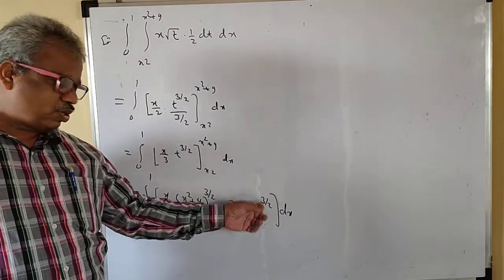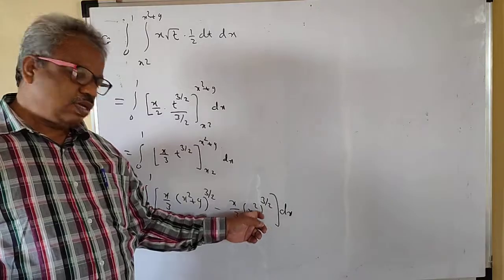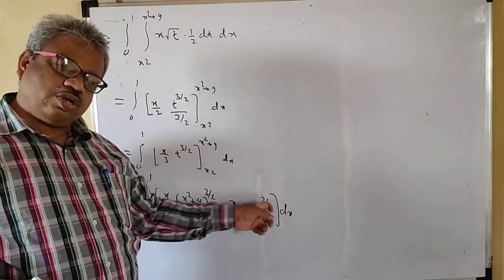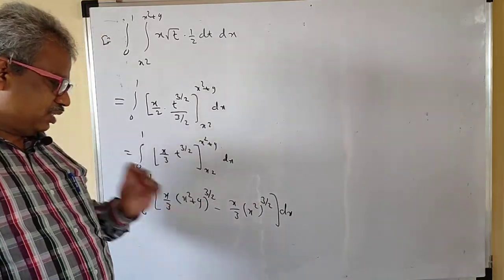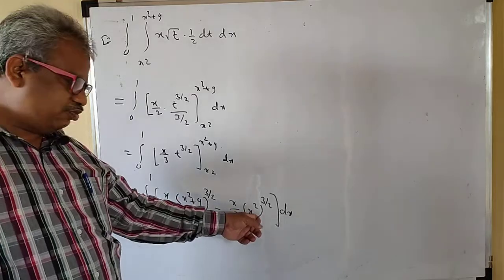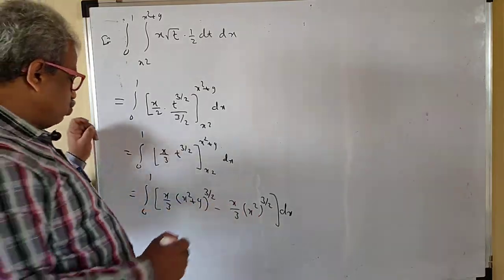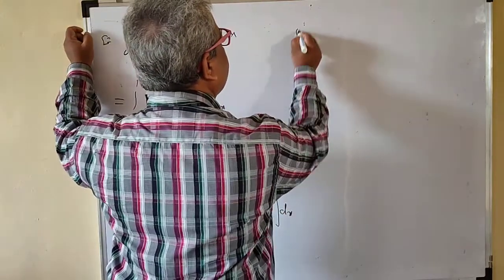So this is power to the power, so it is the product of the powers. So 2 into 3 by 2 is 3 now. This will be x cube and x raised to 4 now. So I can separate the integral also.